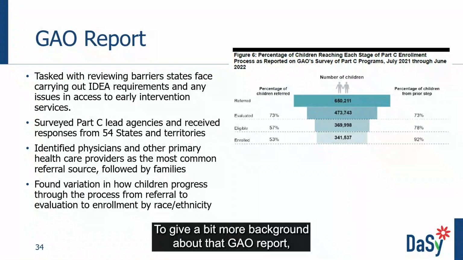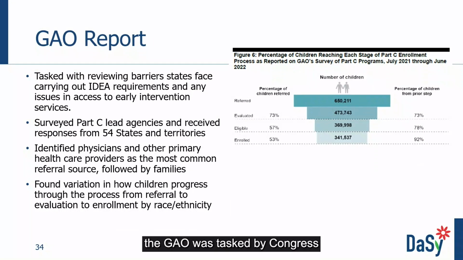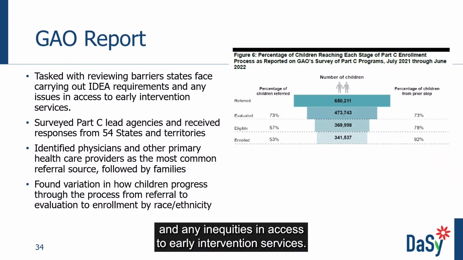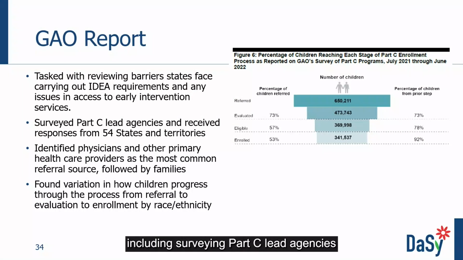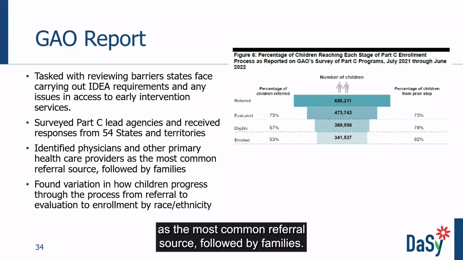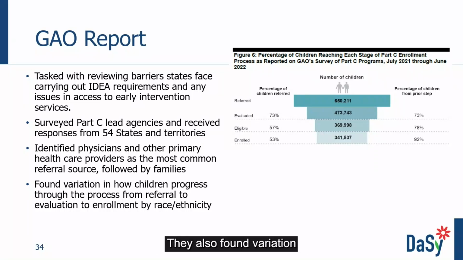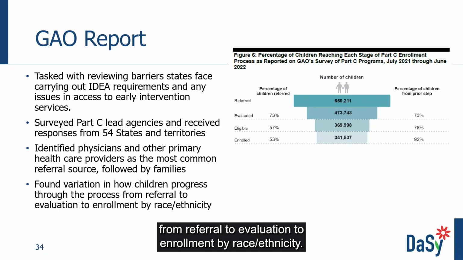To give a bit more background about that GAO report, the GAO was tasked by Congress with reviewing barriers states face in carrying out IDEA requirements and any inequities in access to early intervention services. They carried out a number of activities in compiling the report, including surveying Part C lead agencies, from which they received 54 responses from states and territories. Unsurprisingly, they identified physicians and other healthcare providers as the most common referral source, followed by families. They also found variation in how children progress through the process from referral to evaluation to enrollment by race and ethnicity.